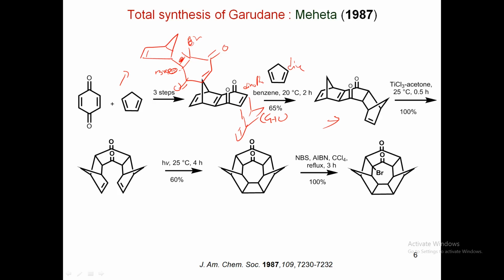Now this happens with TiCl3 in acetone. What they have done is selectively transfer an electron to this electron-poor double bond, reducing this particular type of double bond, and it will be generating this type of molecule. Now when it is generated, you can see the proximity of these two double bonds is pretty close, and they would tend to do a 2 plus 2 cycloaddition reaction.